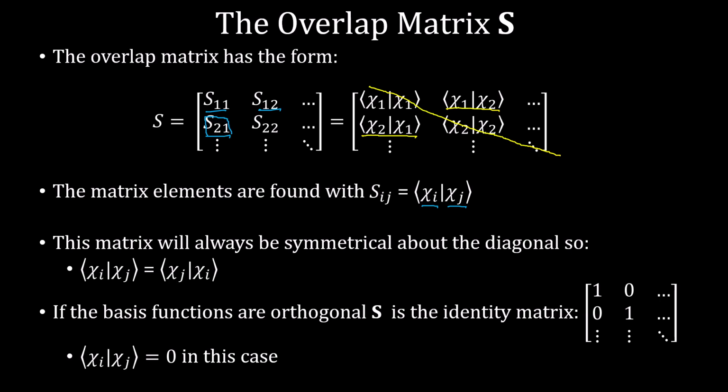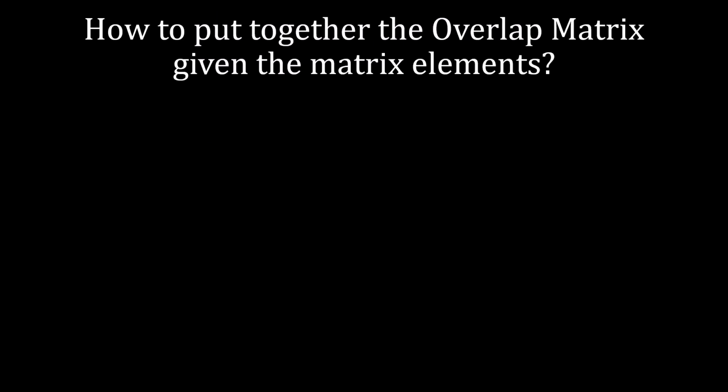And lastly, if all of our basis functions are orthogonal, we're going to get the identity matrix. Specifically, if we get the ones, that means we're in an orthonormal basis, which typically in quantum mechanics, if our basis is orthogonal, we'll typically also be using one that's orthonormal as well. And in this case, we get that the integral of chi i chi j equals 0, so long as i does not equal j. So now let's do an example where we're actually just given the matrix elements and we just need to piece together our matrix.